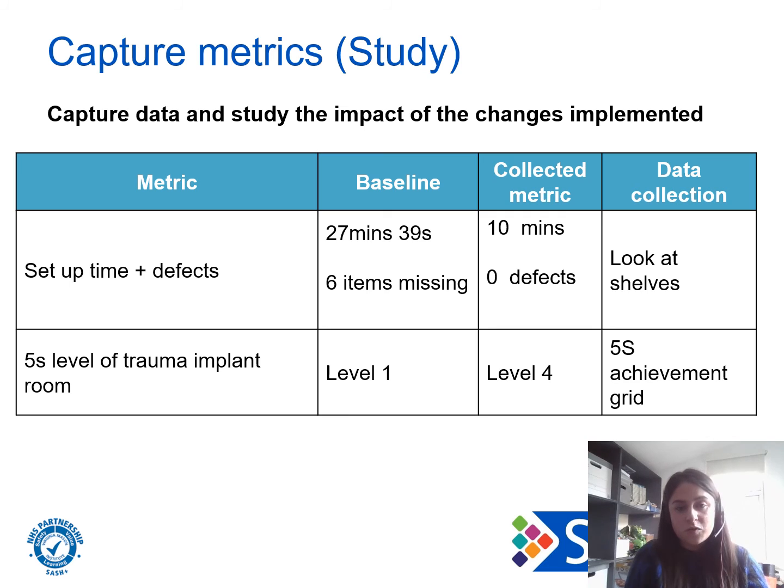So our baseline was 27 minutes and 39 seconds, and that's moved to 10 minutes, whereas our defects had 6 items missing, and now it's gone to 0. And the data collection method is looking at shelves. This is where also you'll find that you might have to learn, tweak, and adapt as you go. Some metrics might be appropriate for some PDSA cycles, but others may not, and you will have to change them as you go through your CAT.